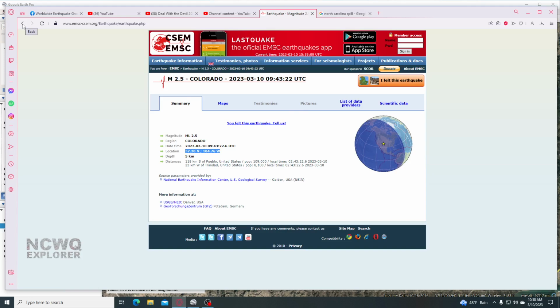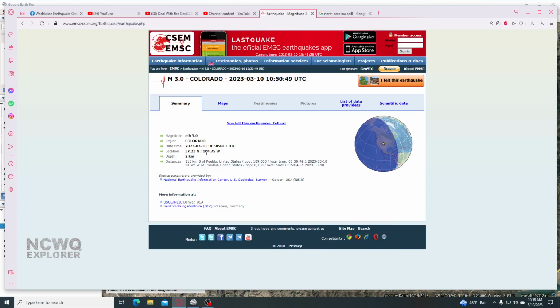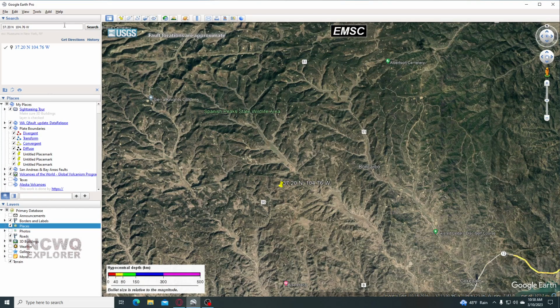This one was 23 kilometers west of Trinidad. The next one was a 3.0. It was 2 kilometers deep. And it's 23 kilometers west of Trinidad. That's my computer making noise if y'all are hearing it.